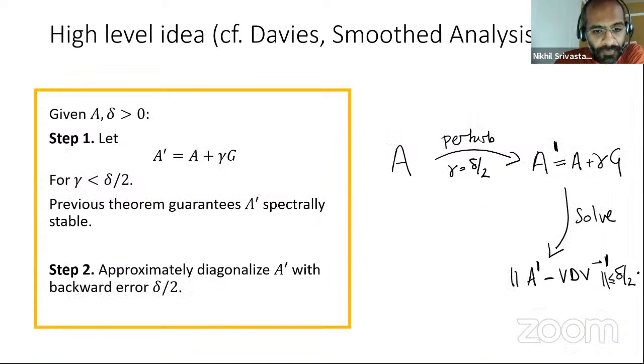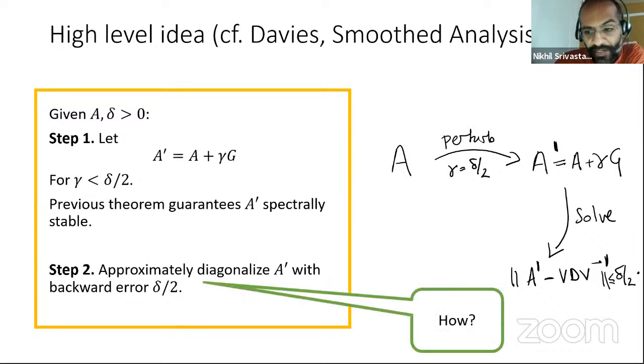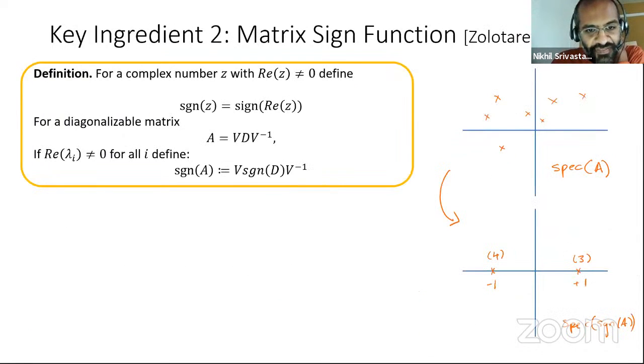Okay. So for step 1, you do this perturbation, and now step 2 is you have to approximately diagonalize A prime. So how do you do that? The approach, key ingredient 2, is computing the Sine function of a matrix. This is something that was introduced by Zolotarev. So let me define the Sine function.